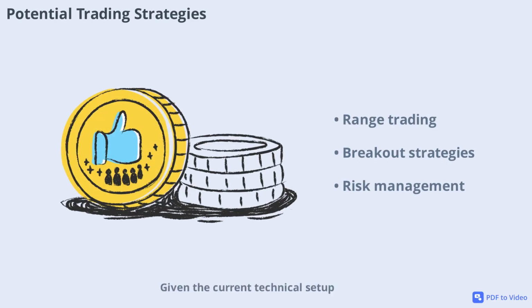Given the current technical setup, range-bound strategies such as buying near support and selling near resistance may be effective. Alternatively, traders can wait for a breakout above resistance or a breakdown below support to initiate trend-following trades. Using stop-loss orders and managing position size are essential for risk control in this environment. Always combine technical signals with sound risk management practices.